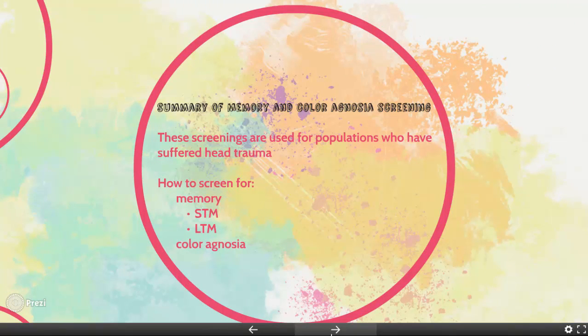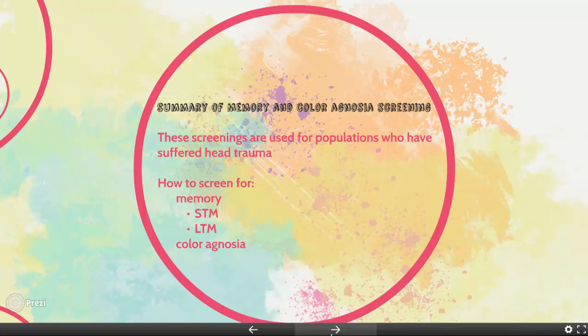Here is a summary of the information we have covered in our video presentation. First, both of these screenings are appropriate for populations who have suffered head trauma, such as traumatic brain injury, stroke, or Alzheimer's disease. To screen for memory, both short-term memory and long-term memory need to be evaluated. Short-term memory requires at least 5 minutes to perform. It is important to have the client repeat the 3 words back to you after you've said them to ensure they've heard them correctly. Remember, in this 5 minutes, you can screen for long-term memory.